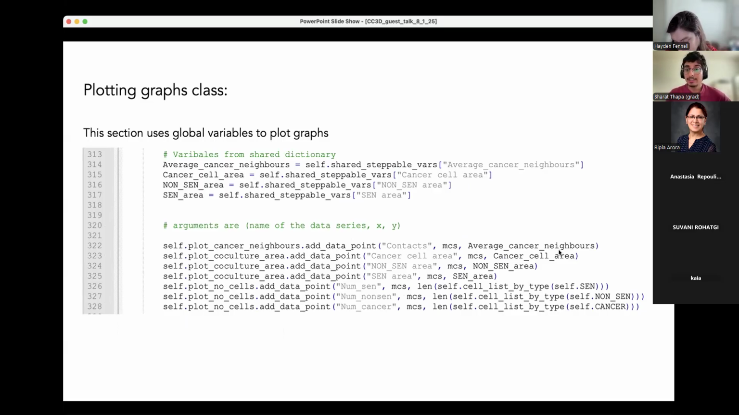We are calculating the average cell neighbors, where average cell neighbors is actually being shared across different steppables. So it's being calculated, I think, in one of the steppables, probably the biggest, the steppable model 2D. And I'm just calling that and referring that to the graph to plot it. Then for the cancer cell area, I'm also calculating that somewhere, probably in model 2D, and just referring that. Same with the non-senescent area, senescent area, and so on. For the number of cells, I'm just calculating the length of the list, which entails all the senescent cells, and so on with non-senescent and cancer.